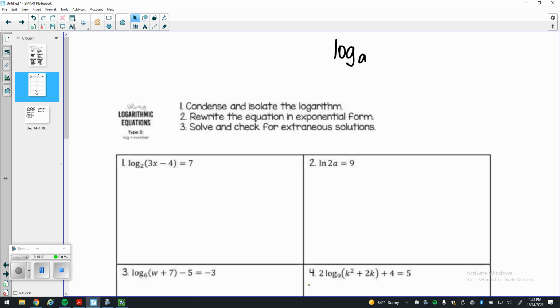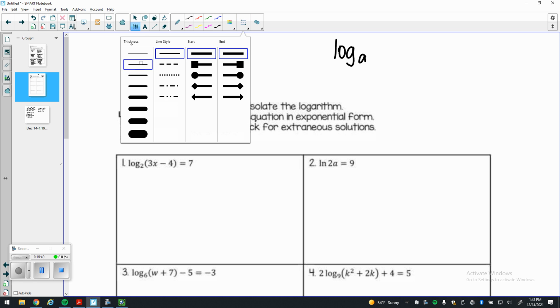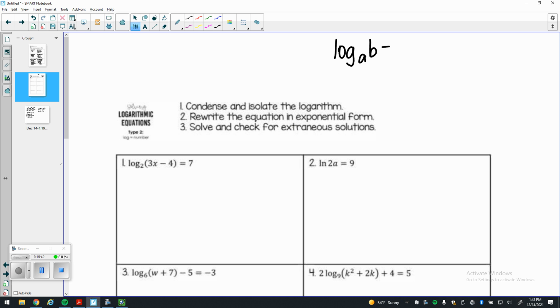Log base a of b equals x, or whatever. That's log form. This turns into exponential: a to the x equals b. You have to be able to go back and forth that easily. Okay? You have to.